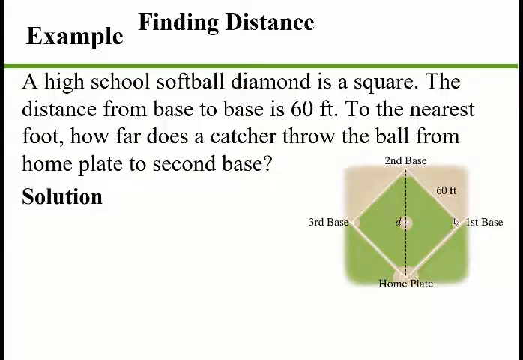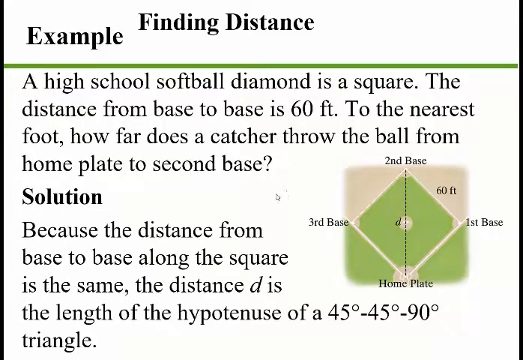Well, what you can see is because these are diamond, these are all 90-degree angles. So what happens is this diagonal cuts the angle. So 90 cut in half, this is a 45, 45, 90. So because the distance from the base along the square is the same, the distance d is the length of the hypotenuse of a 45, 45, 90-degree triangle.